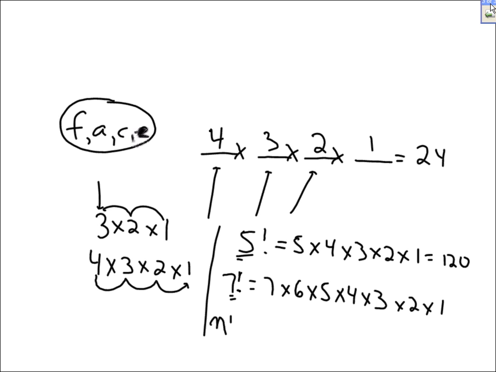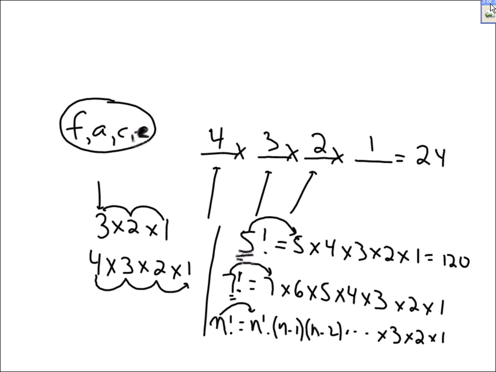N factorial. Well, when it was 5 factorial, I started with 5. When it was 7 factorial, I started with 7. Why don't I do the same? I'll start with n. I multiply by 1 less, and then I multiply by 1 less. Eventually, I'll get down to 3 times 2 times 1. These 3 dots mean there are possibly other numbers there.